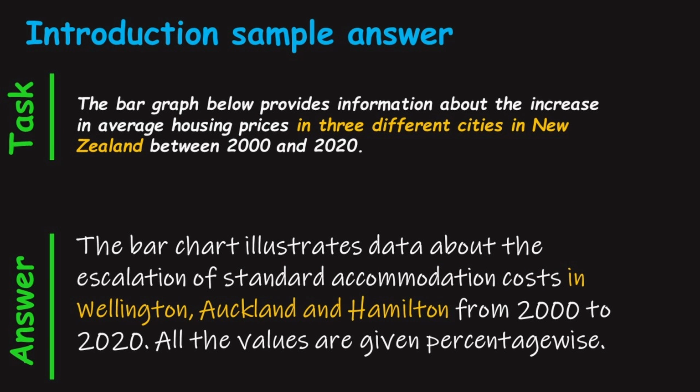Here is an exciting moment. We are given the phrase "in 3 different cities in New Zealand". I paraphrased these words as Wellington, Auckland and Hamilton, mentioned on the bar graph. It is a standard step and you should follow this. Always identify specific information from the bar graph. By this you demonstrate that you read the task and the graph with a high level of attention. The phrase "between 2000 and 2020" should be paraphrased as "from 2000 to 2020".